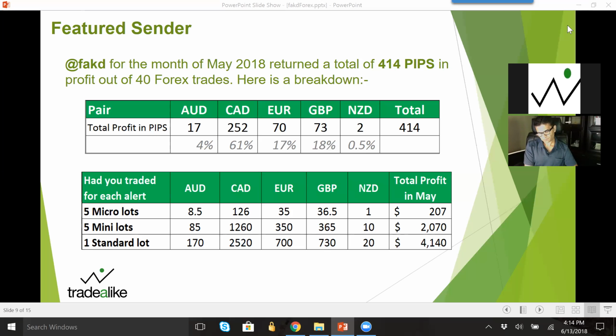Okay, makes sense. And are there any fees or transaction costs involved when you're trading?